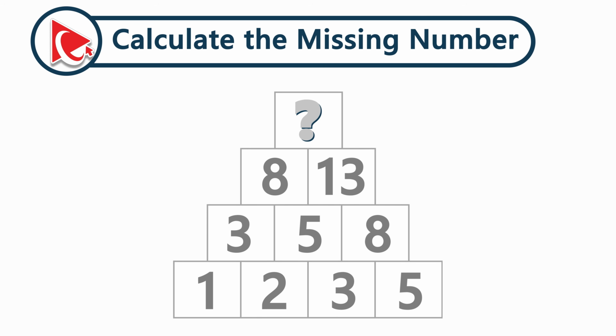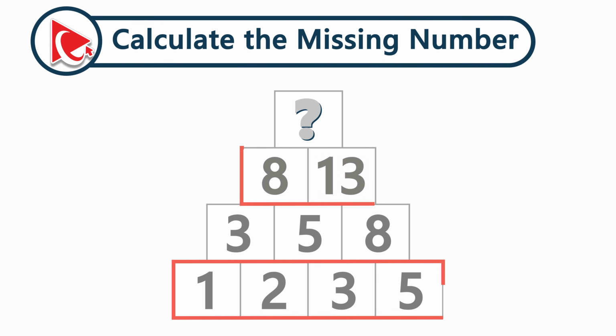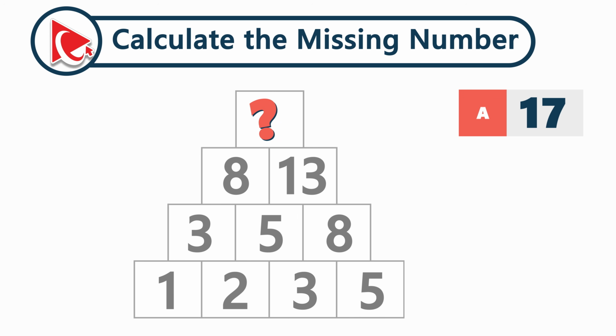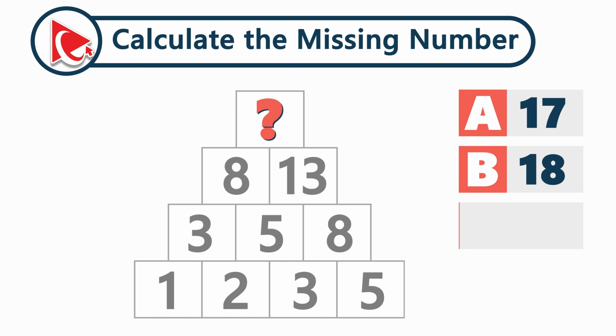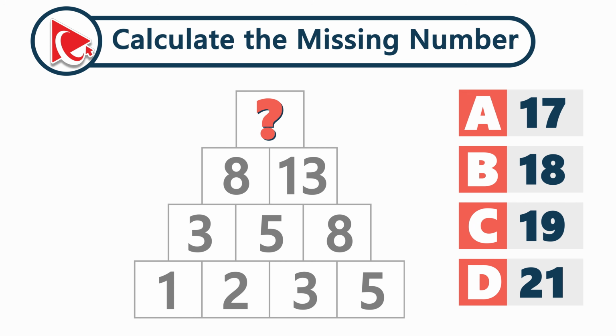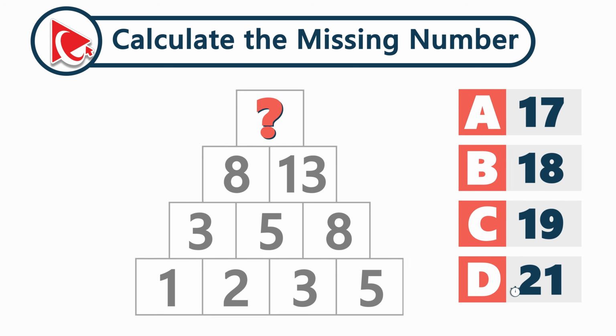Consider this amazing pyramid. In the top row, it has numbers 8 and 13. And then the bottom row has numbers 1, 2, 3, and 5. Your goal is to calculate the missing number on the top, and your choices for the answers are A17, B18, C19, or D21. Can you solve it on your own and choose the right answer?